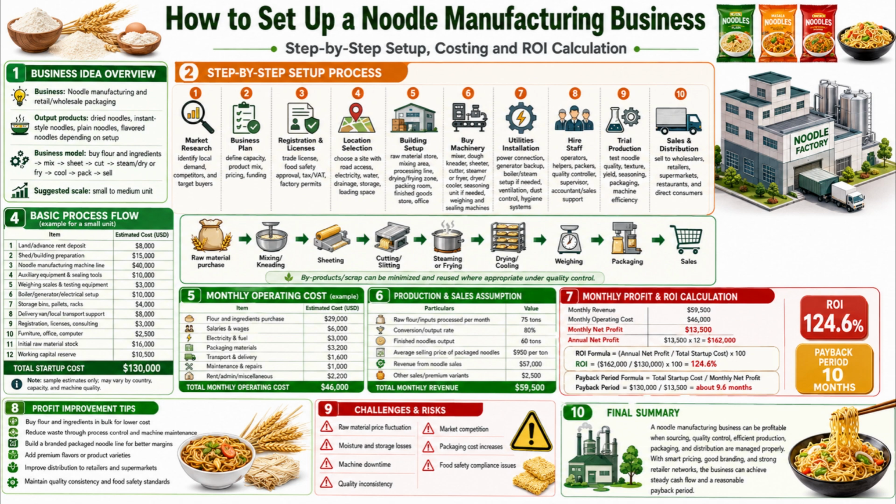To improve profit, buy flour and ingredients in bulk for lower cost. Also, reduce waste through process control and machine maintenance. Then, build a branded packaged noodle line for better margins. In addition, add premium flavors or product varieties to attract more customers. Improve distribution to retailers and supermarkets, and maintain quality consistency with proper food safety standards.